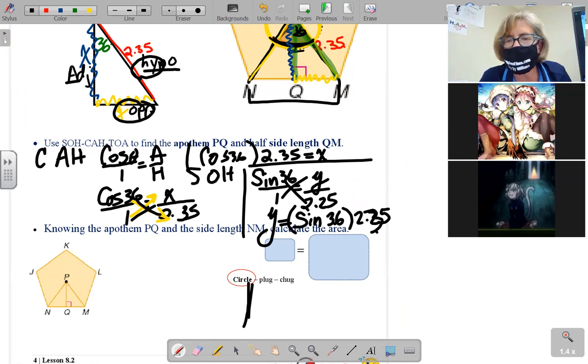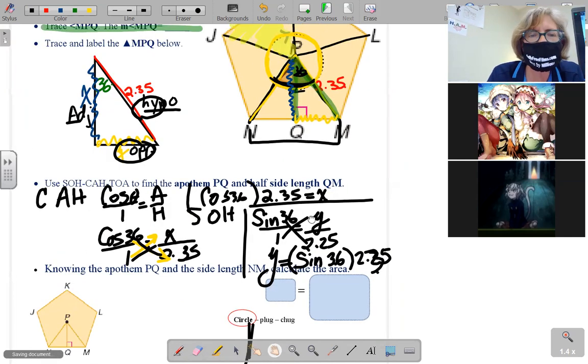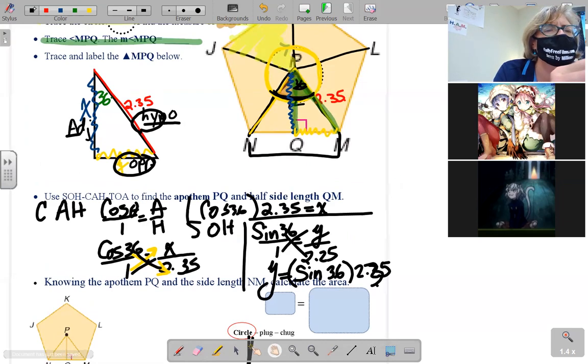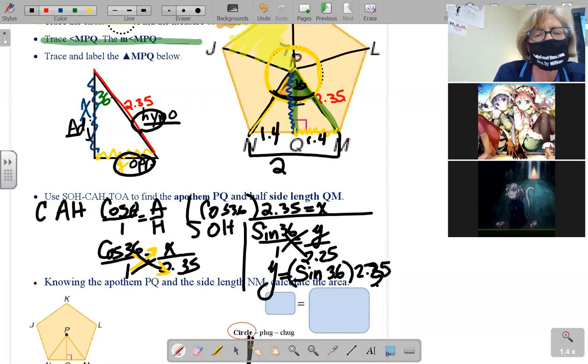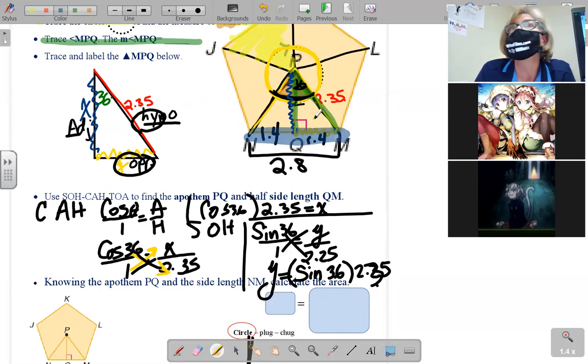Miss Way. Yes, sir. What's up? I got 1.38. Yeah, that's fine. That's 1.4, technically, right? But ultimately, you need this side length. So your side length is going to be 2.8. Sinise, do you understand that side length is 2.8 there? So how do I get 1.4? Because I got 1.38. Round to the tenths. Okay. You okay with that, Sinise?